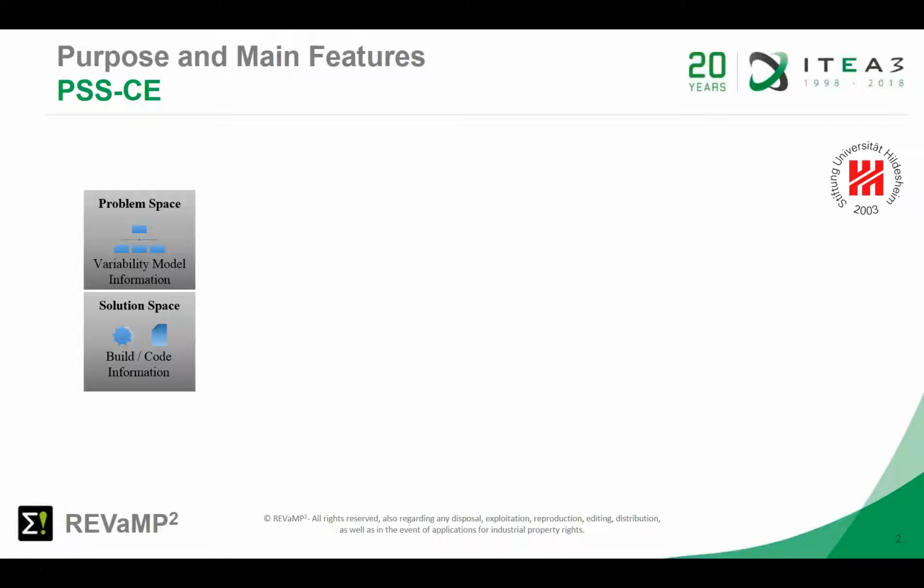Another example is the usage of configuration options in build or code artifacts which are not defined in the variability model and hence can never be configured, such that the related functionalities are never part of a valid product.